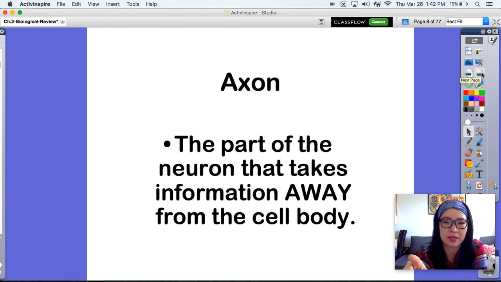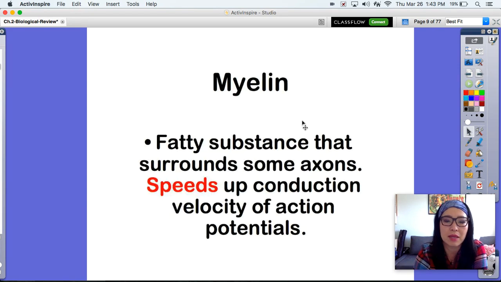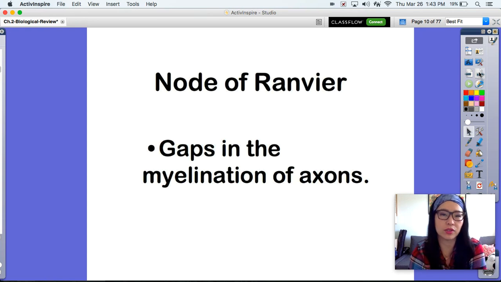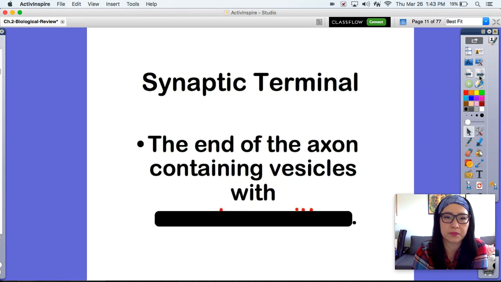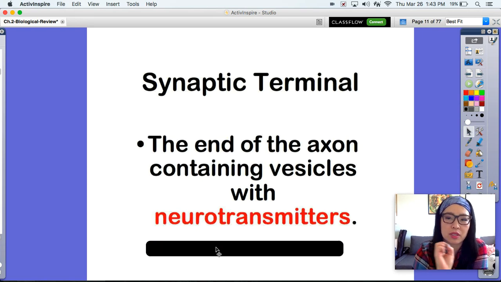Okay, the axon, again, is the long part. It is going to take things away from the cell body to the terminal buttons. Again, it is covered by myelin sheath or the little fatty marshmallows. And so this basically speeds up the action potential, and it's going to increase the velocity of action potentials. Then we have the node of Ranvier, which basically means the gaps in between each of the little fatty sausages. At the end, it's going to be the synaptic terminal or terminal buttons, and it's going to basically shoot out neurotransmitters into the next dendrite.